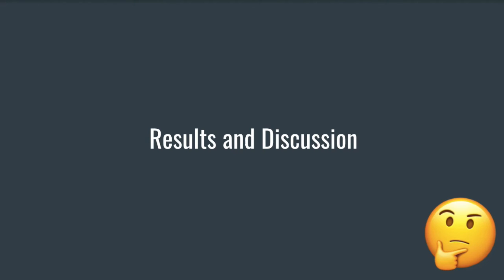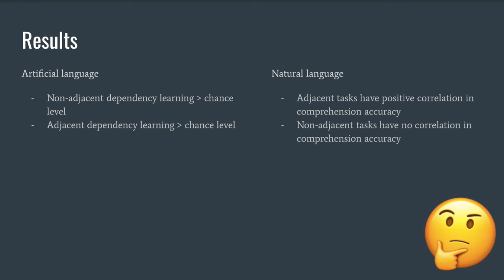Lastly, we will be talking about results and implications. The results concluded that both scores for non-adjacent and adjacent dependency learning tasks were higher than chance level. This overall means both groups were sensitive to the artificial language, confirming the validity of visual statistical learning.